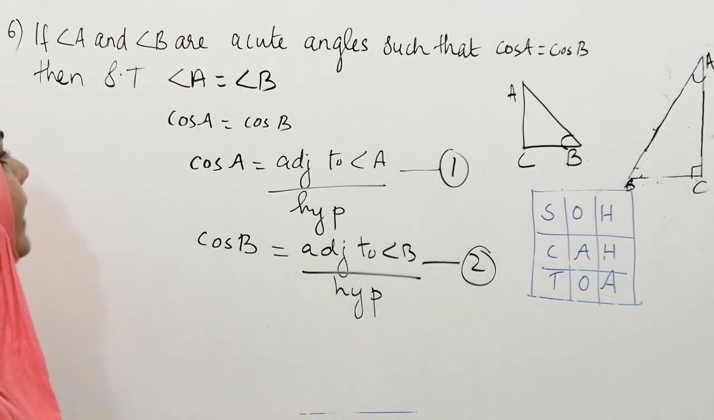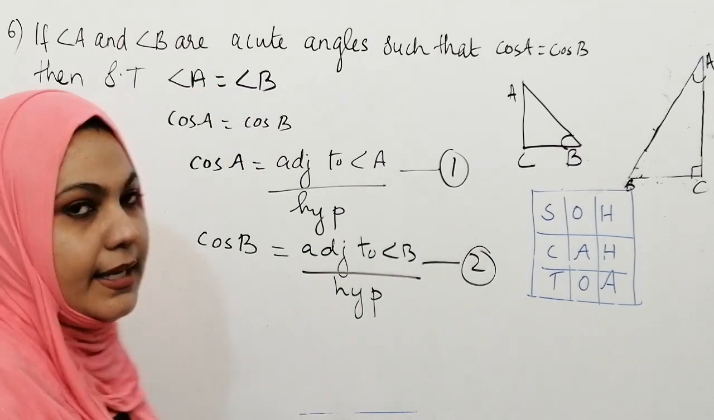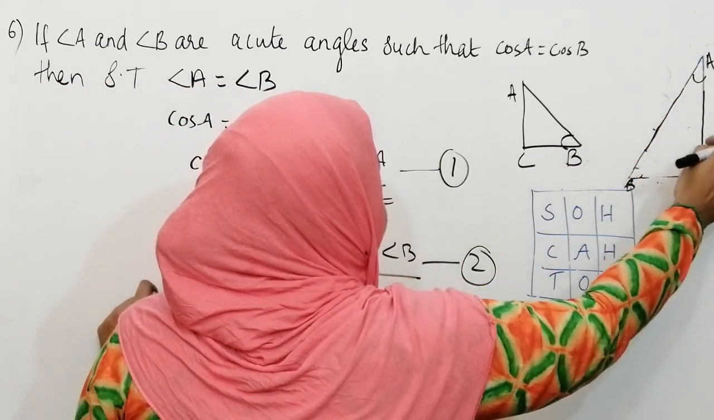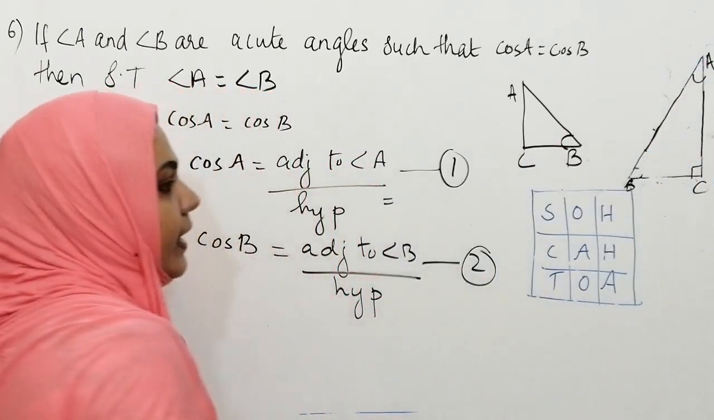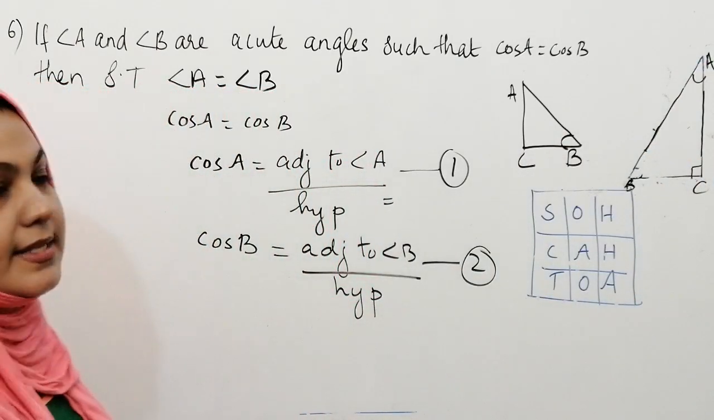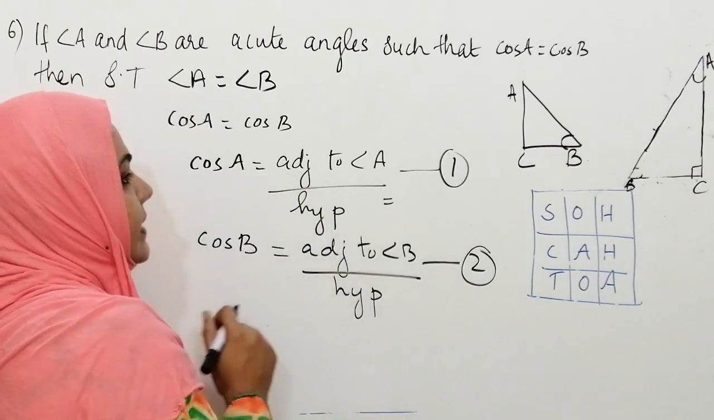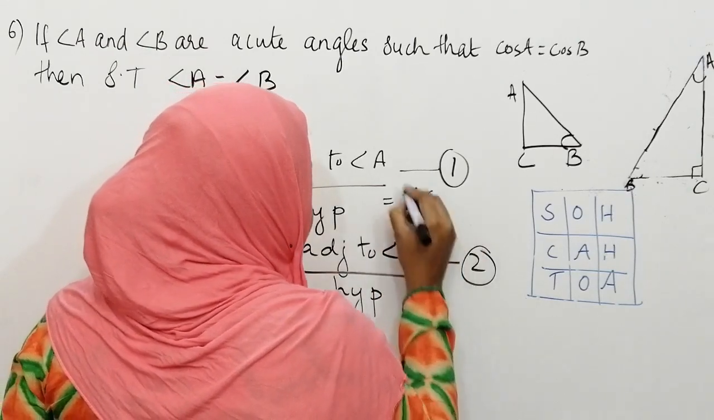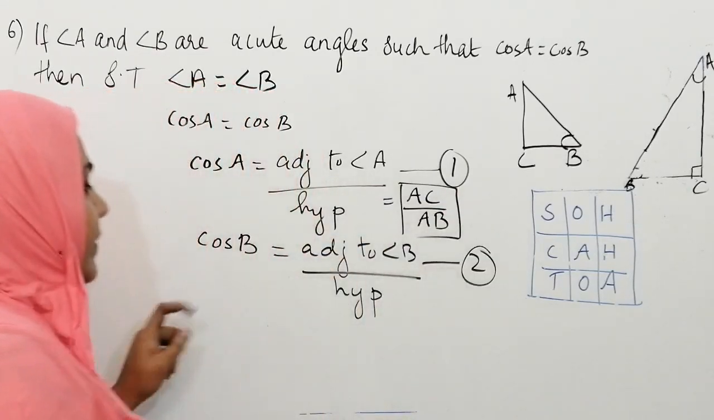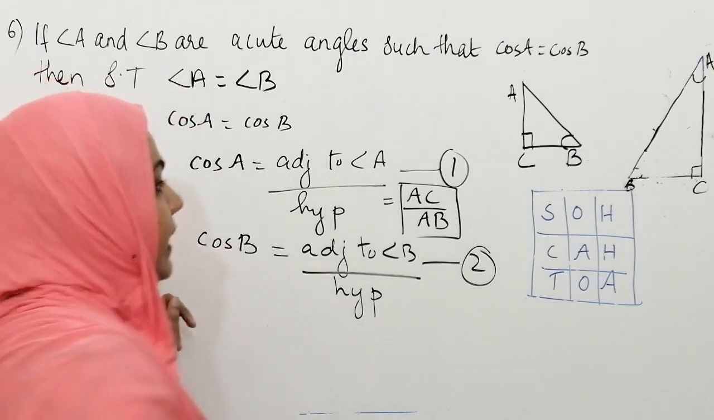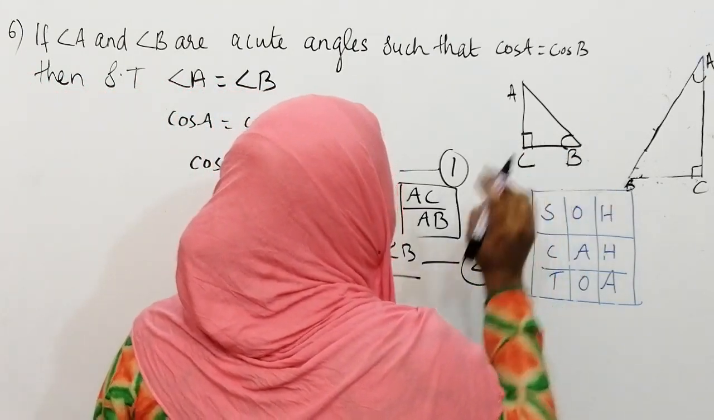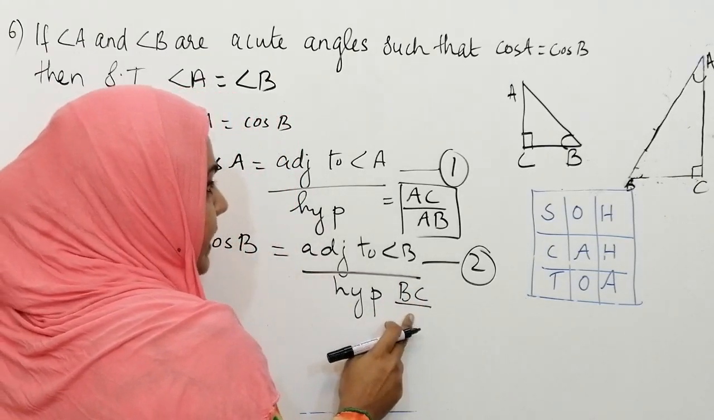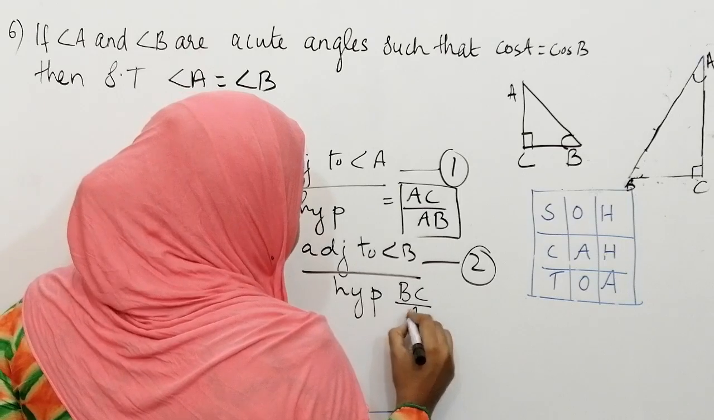Let's see how we can show that angle A is equal to angle B. Which one is adjacent to angle A? The side which contains angle A and C. The side which contains the reference angle and the 90 degrees is called the adjacent side. So AC by hypotenuse AB. So this is our cos A. Next we can find cos B. The side which contains the reference angle and the 90 degrees is called the adjacent side. So what is the adjacent side here? BC, and the hypotenuse is AB.